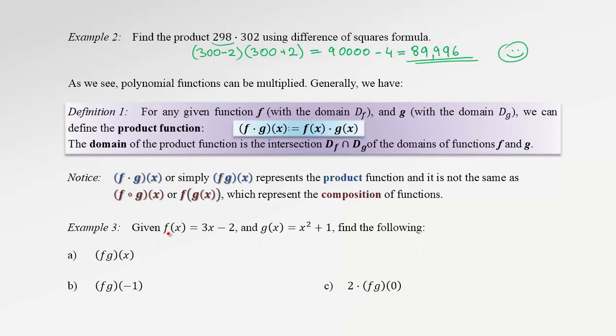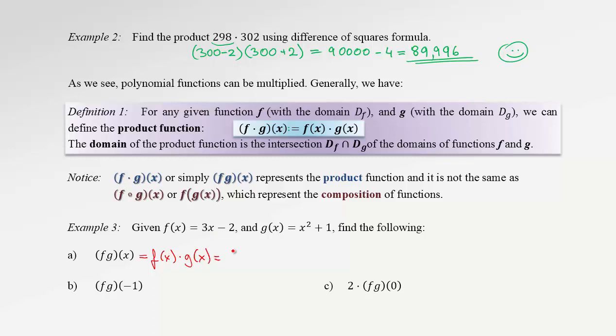Okay, let's practice. Given f of x, which is a linear function 3x minus 2, and g of x, which is a quadratic function x squared plus 1, find the following. And now we need to ask the question, is that a product or a composition? Since there is nothing written between f and g, this is a product. So according to definition, that's the same as f of x times g of x.